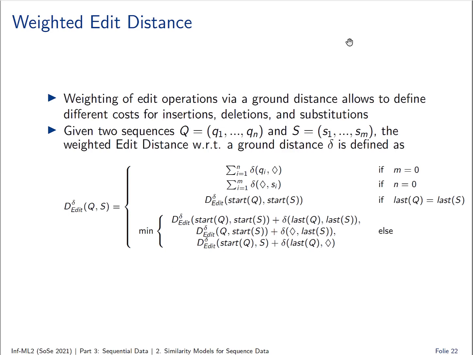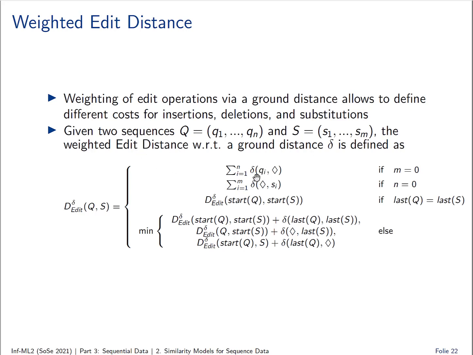Then there is a kind of variant which I just want to show you. It's not a big deal, but you can also weight edit operations through a so-called ground distance. So you can define different costs for insertions, deletions, and substitutions. This is especially interesting in the bioinformatics domain. For example, multiple insertions or multiple deletions could be penalized or whatever. And you need a ground distance here in that case. So the ground distance is delta here, and you can just incorporate that.